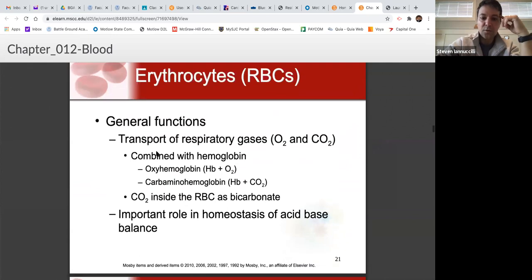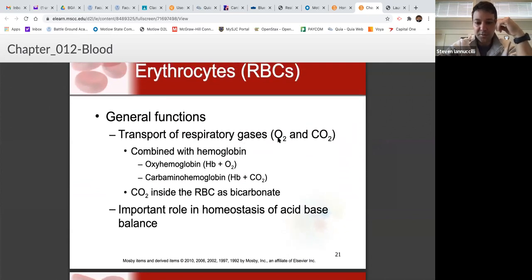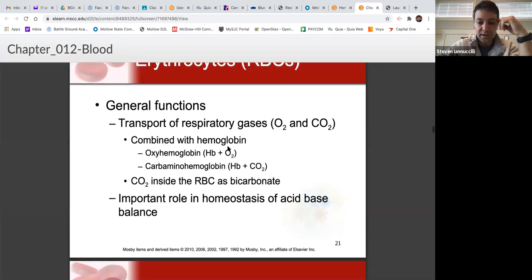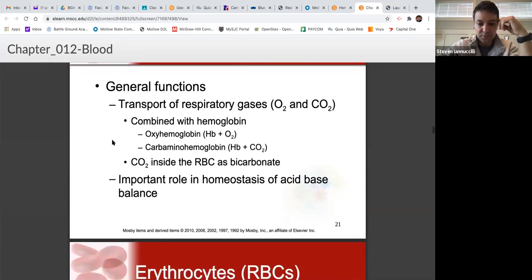Okay. So what do erythrocytes do? They transport respiratory gases. They transport O2 and CO2. When you combine those with hemoglobin, you have oxyhemoglobin and carbaminohemoglobin. And that's needed, right? You need this hemoglobin in order to carry oxygen and to carry carbon dioxide.